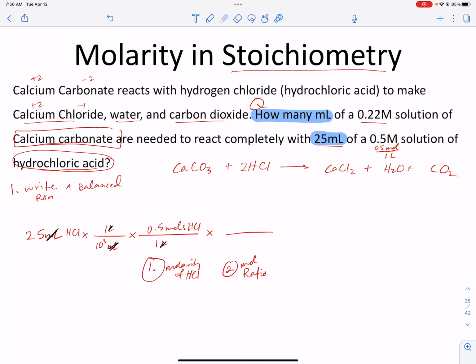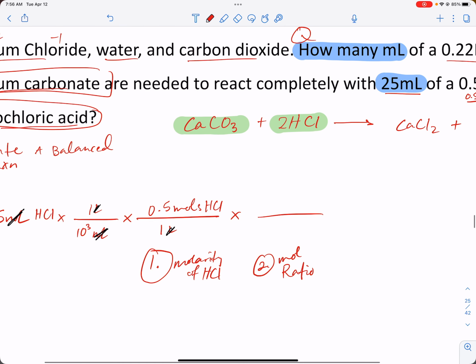So the two things I'm looking at are right here. I want to get the mole ratio between calcium carbonate and HCl. And if you're looking at the coefficients, that is a 2-to-1 ratio, right? So if you notice right here, I have moles of HCl on top. So I want to cancel moles of HCl.